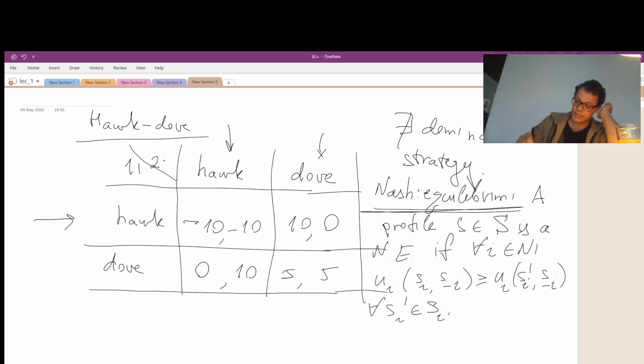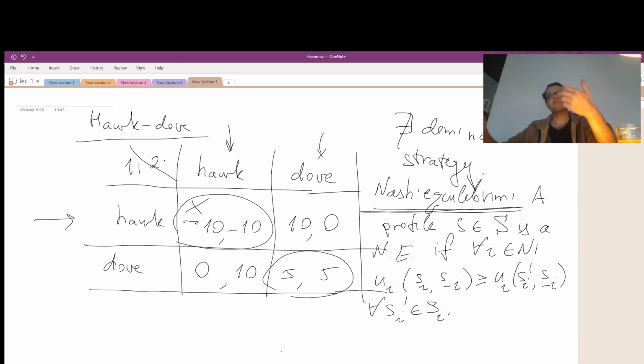Is Hawk-Hawk a Nash equilibrium? No, because each one of them, not only one of them, but each one of them in this case, has a deviation which would be profitable, because each one would profit more by being a dove. So it's not a Nash equilibrium. Is Dove-Dove a Nash equilibrium? No, because if the other guy is a dove, it's better for me to become the hawk. But Dove-Hawk and Hawk-Dove, symmetrically, are Nash equilibria. So this is not, but these guys are.